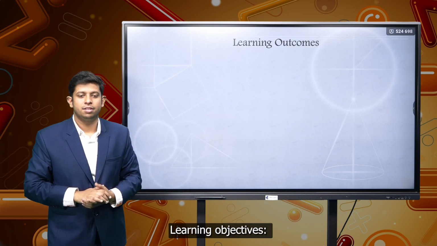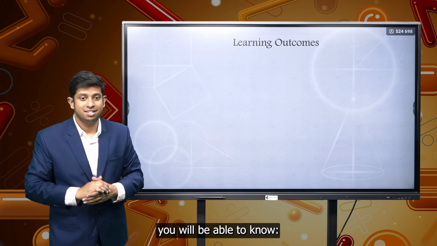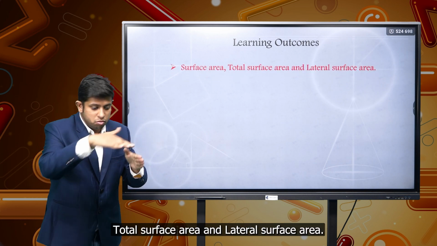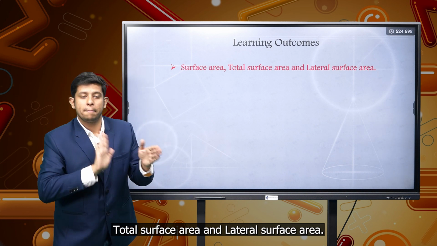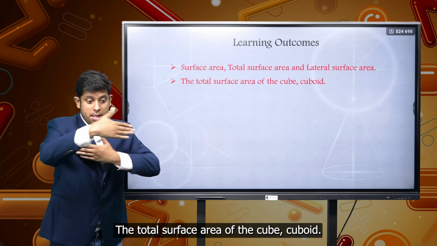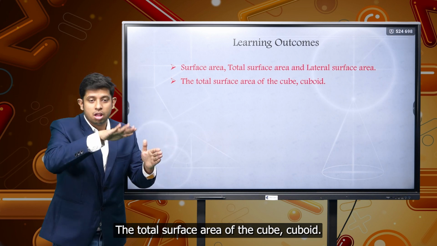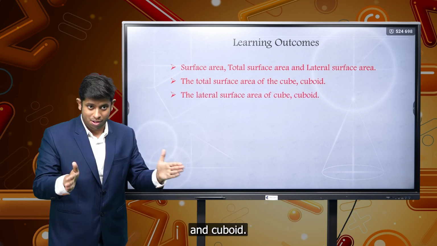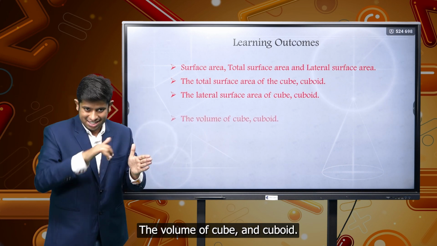Learning objectives. After the completion of this lesson, you will be able to know surface area, total surface area and lateral surface area. Total surface area of the cube, cuboid, the lateral surface area of cube and cuboid, the volume of cube and cuboid.